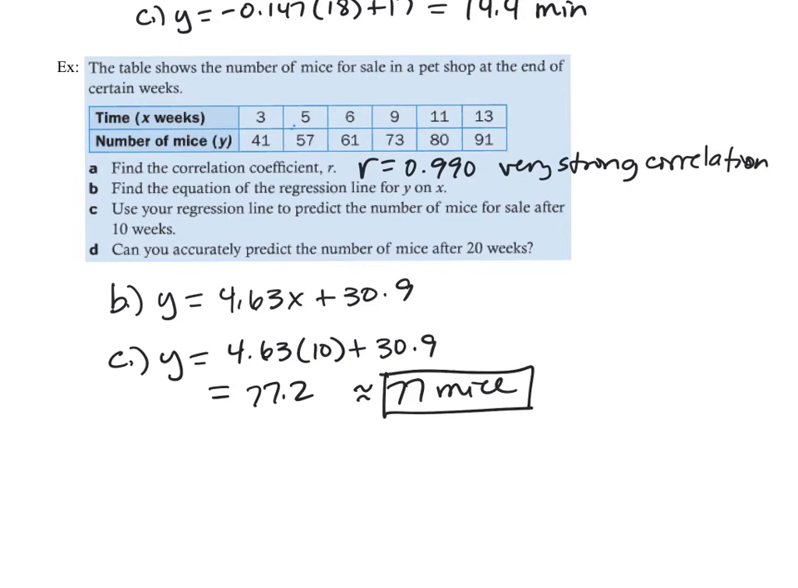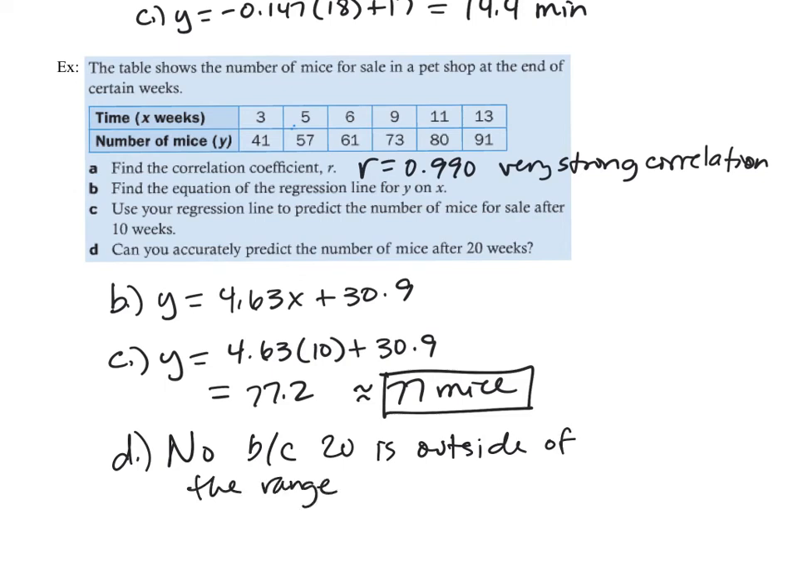And then letter D says, can you accurately predict the number of mice after 20 weeks? The answer to that is no. The reason why is because 20 weeks is way outside of this range. We were only looking at weeks that range from 3 to 13. So we cannot use the line. We can only use the line to predict within the data we're given. So we'd have to say no because 20 is outside of the range, and I don't mean range in terms of y values, but the range of x values, or independent values.